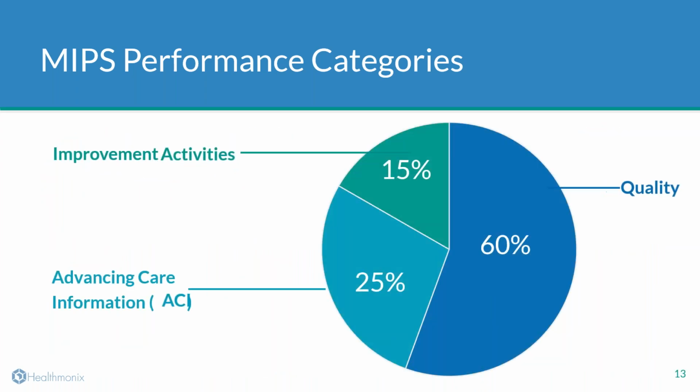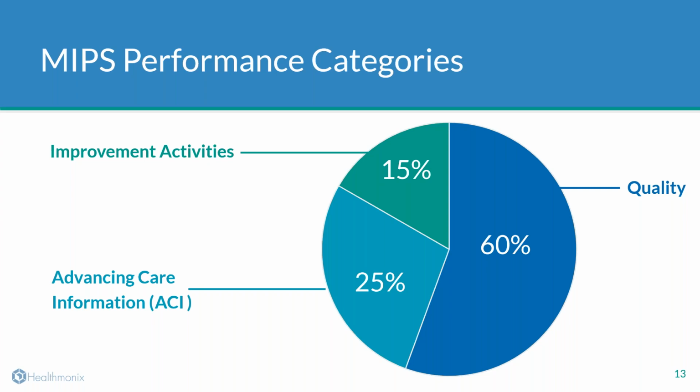So here's how the performance categories break down and impact your overall MIPS performance score. So quality, replacing PQRS, is 60% of your MIPS performance score. ACI is the next highest amount of your MIPS performance at 25%, and then improvement activities at 15%. So we're going to go through each of these and tell you more about what those performance categories entail.